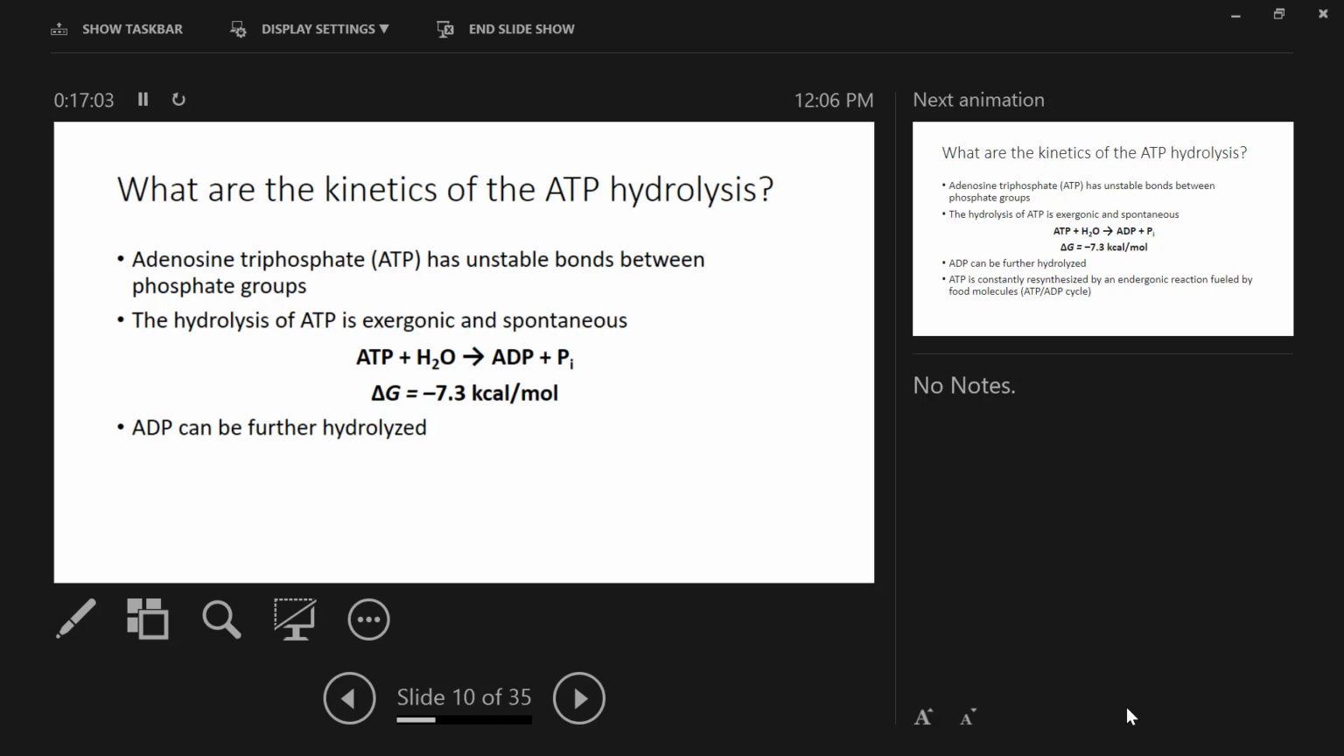Now, ADP can be further hydrolyzed into AMP and inorganic phosphate. What do you think the M stands for? Yeah, have we played this before? I feel like we played that game before.